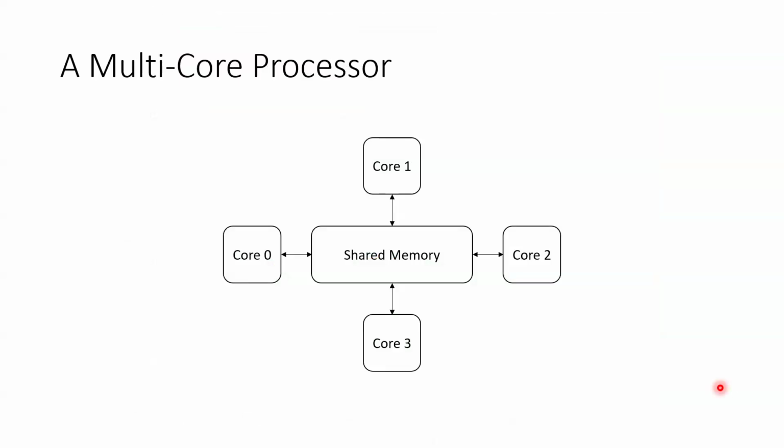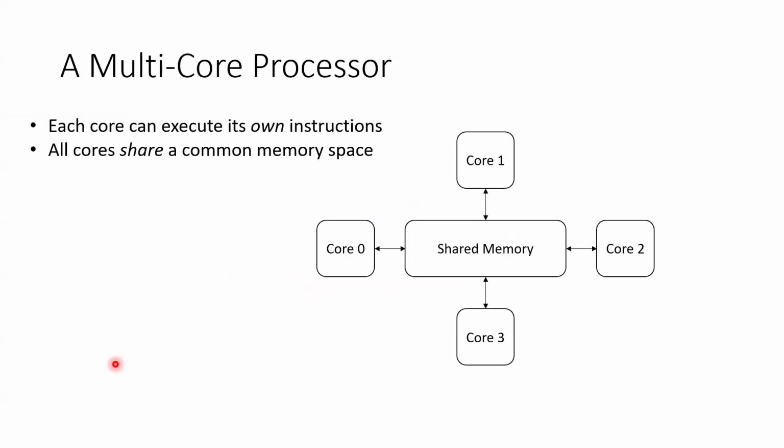This is an example of a 4-core processor. The processor has 4 cores. Each of them has its own set of resources, its own cache, and they all share the same shared memory, and that is the RAM. Each core executes its own instructions. All cores share a common memory space.